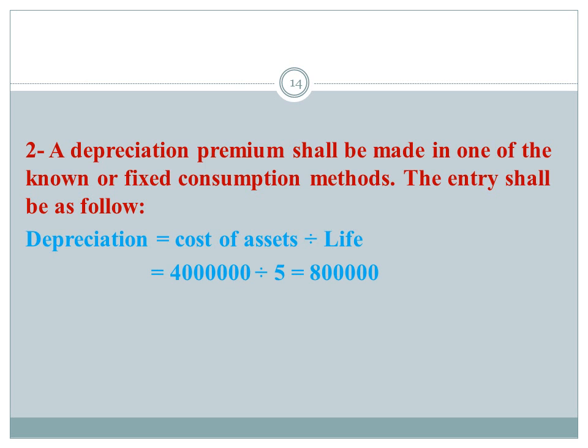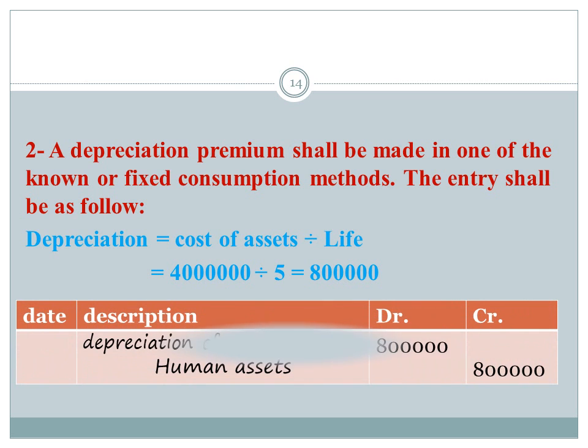Firstly, depreciation equals cost of assets divided by useful life. Cost of assets 4 million divided by 5 years. So the depreciation premium will be 800,000. The entry will be depreciation of human assets in the debit side because it is an expense, and human assets in the credit side because the asset decreases.